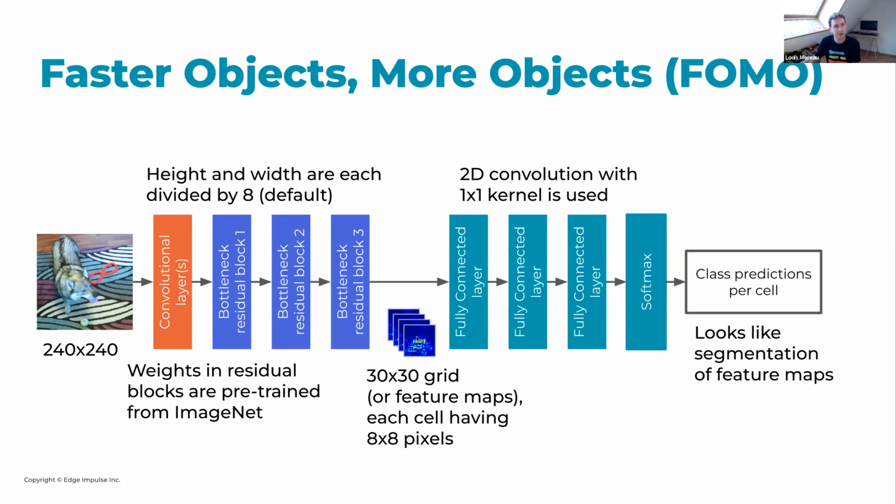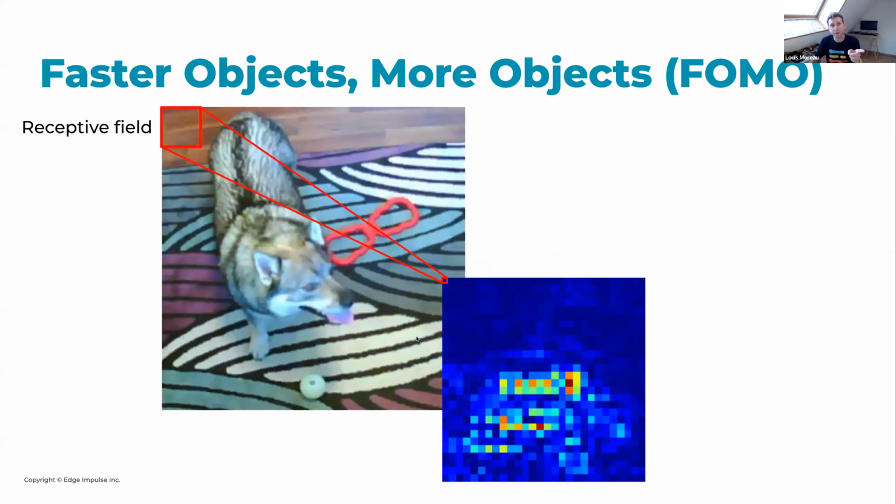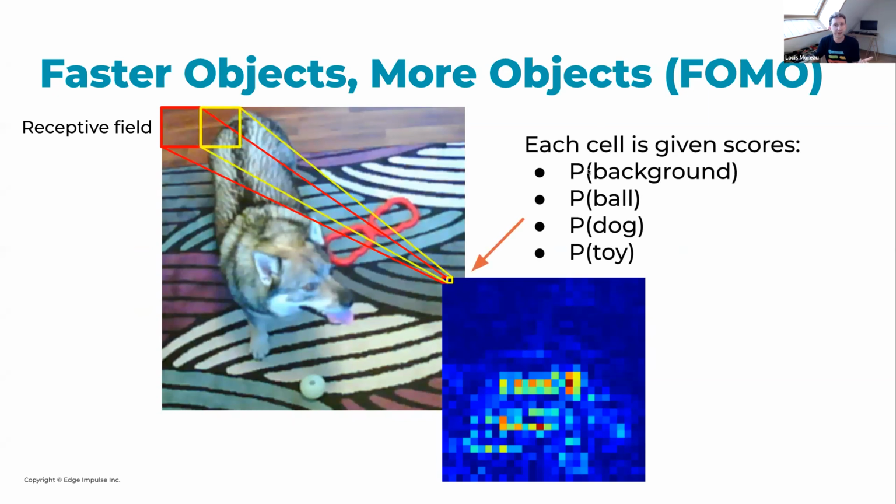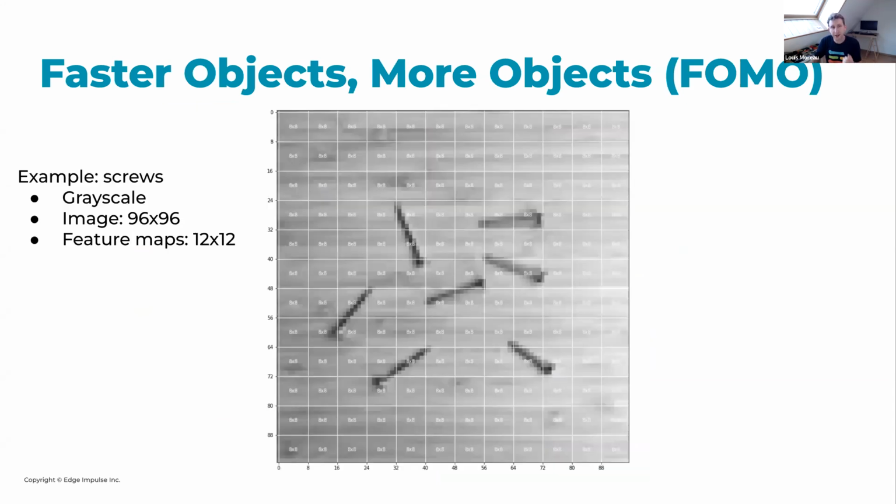Let me take you through an example. Here you have a receptive field, so a cell. And then we will classify that. So is it either a background, a ball, a dog, or a toy? That's basically the idea. So the math behind that, yeah, again, I'm going to take another example. It's probably going to be a bit clearer.